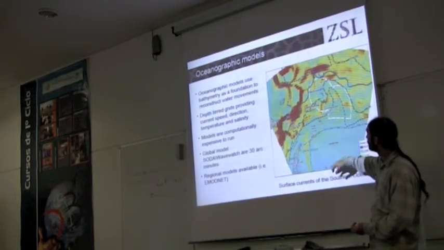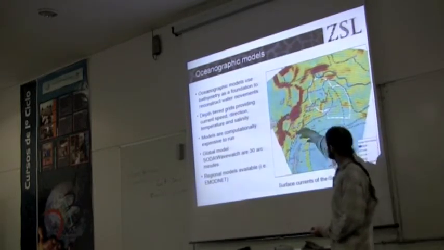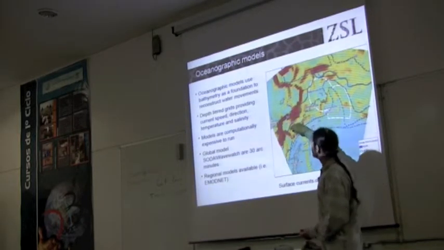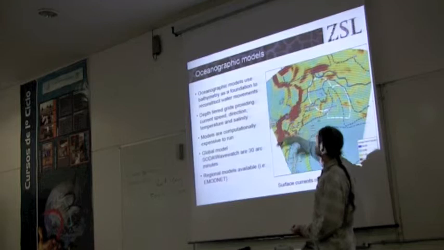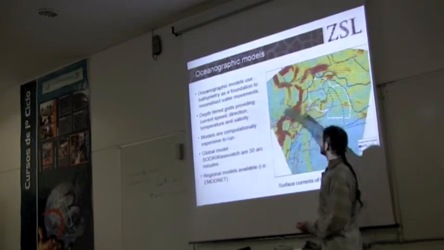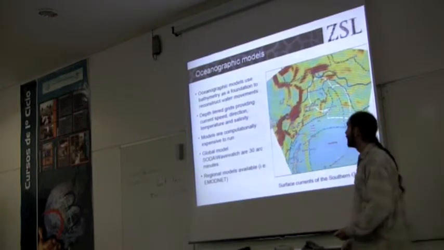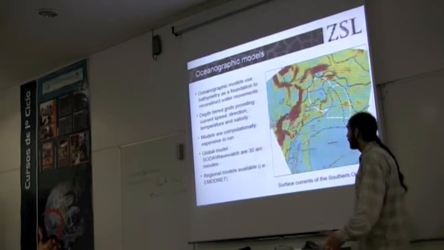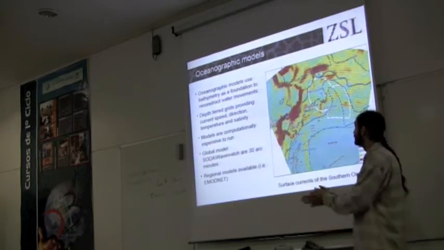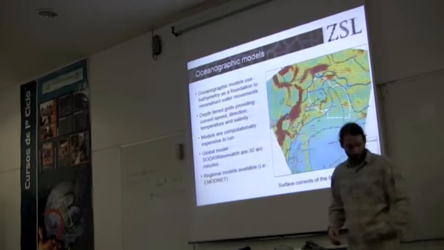This is a map of around South Georgia. You can see current speed based on a model, with higher current speeds that develop these fronts, and these fronts are going to be important for limiting distributions and creating upper limits, and that's really important for the distributions.